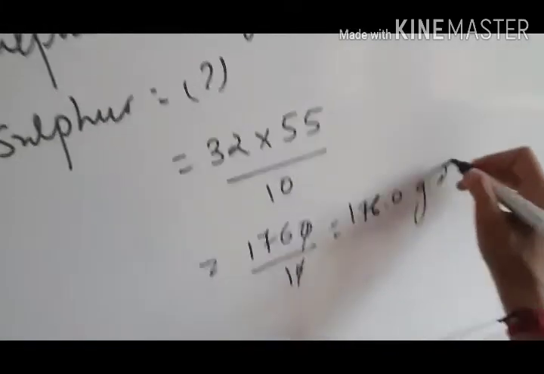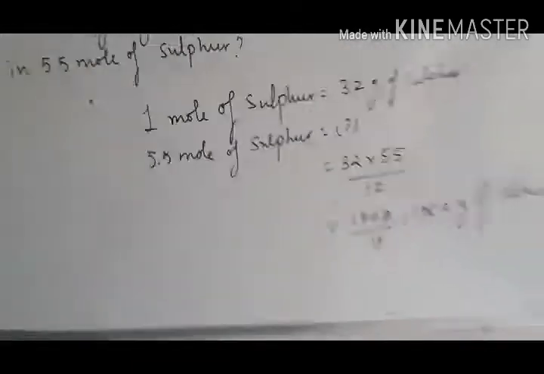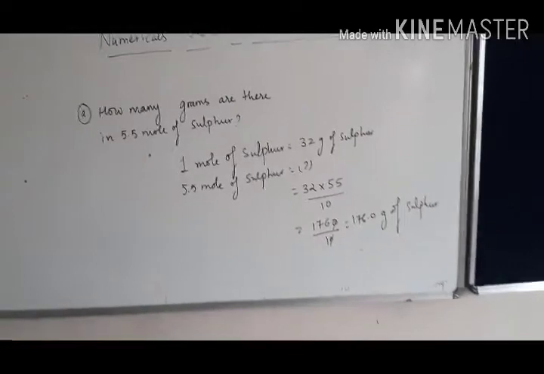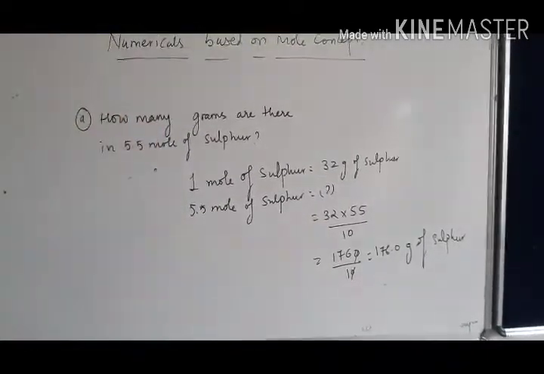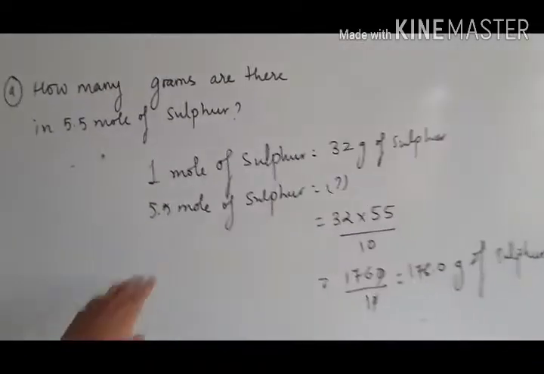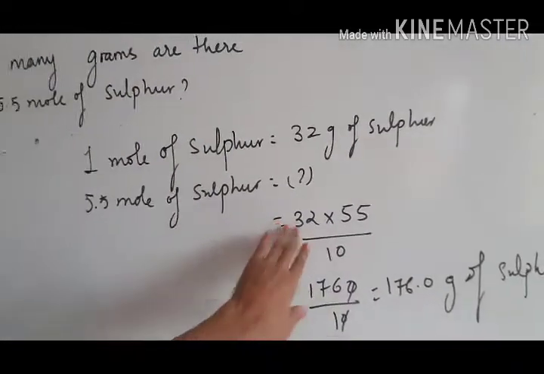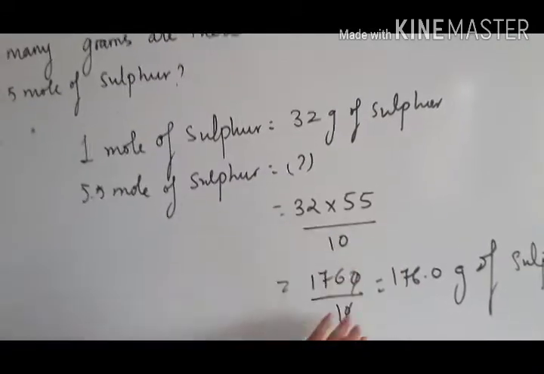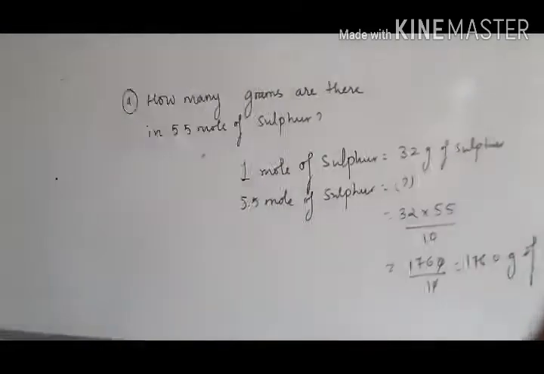That is 176.0 gram of sulfur. If you don't want to use the formula number of moles equal to given mass upon molar mass, you can also go with this: 1 mole of sulfur is equal to 32 gram. So what about 5.5 mole of sulfur? By cross multiplication, that is 32 into 55 upon 10, so 1760 upon 10, that is equal to 176 gram of sulfur.